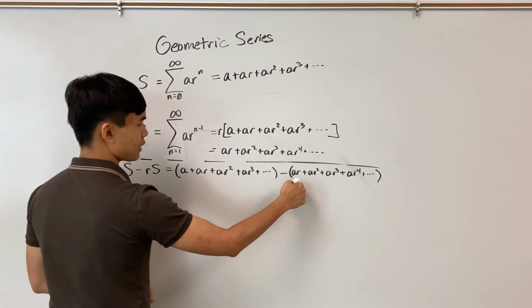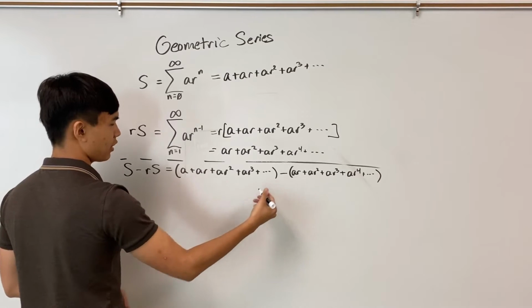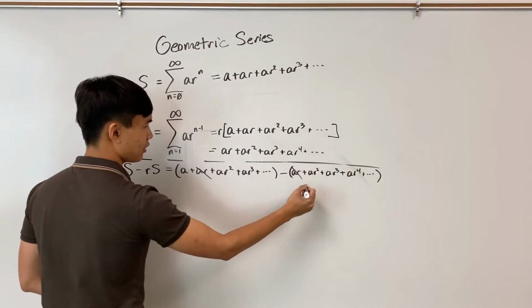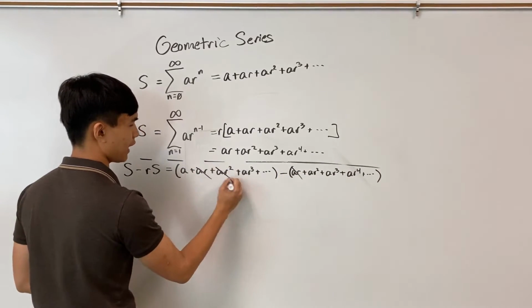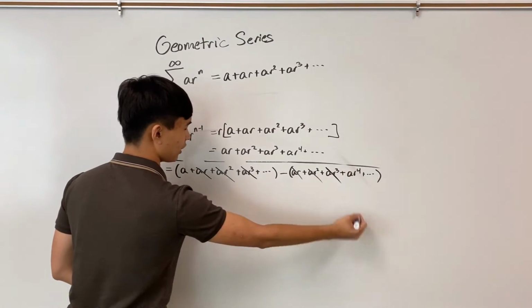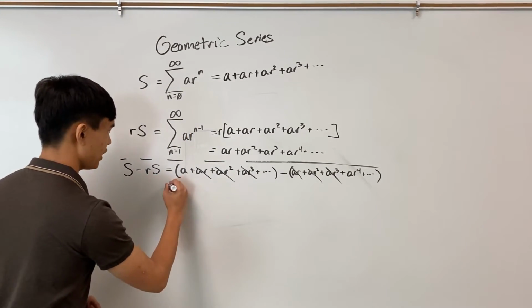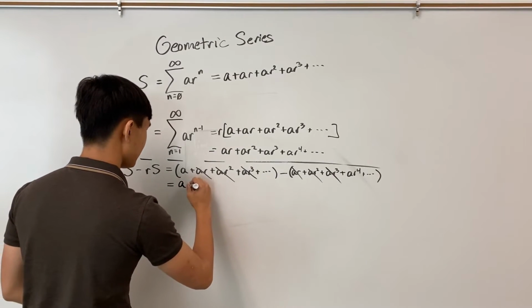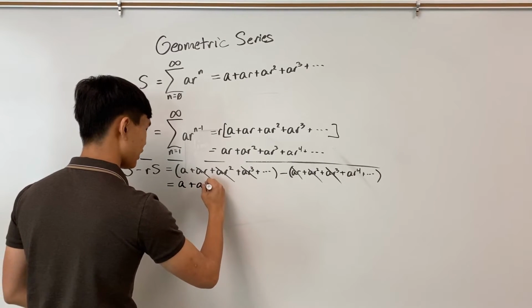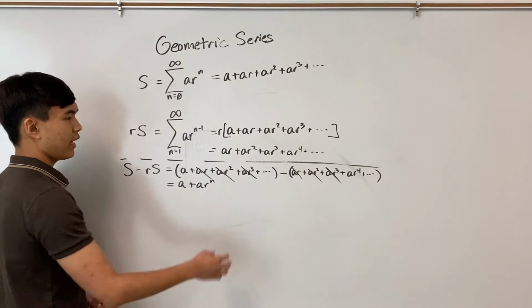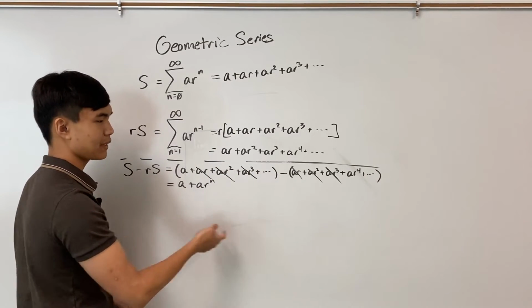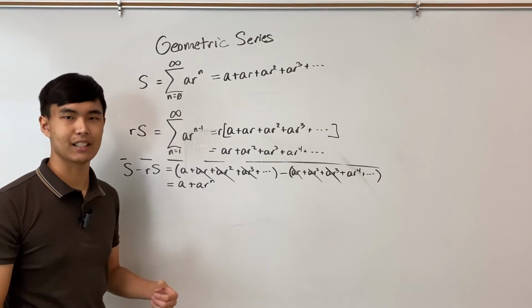Notice that with this minus, this becomes minus ar, canceling this. This becomes minus ar squared, canceling this, and so on. And you'll see that every single term cancels except a and ar to the n. And this kind of series where the terms cancel themselves is called a telescoping series.